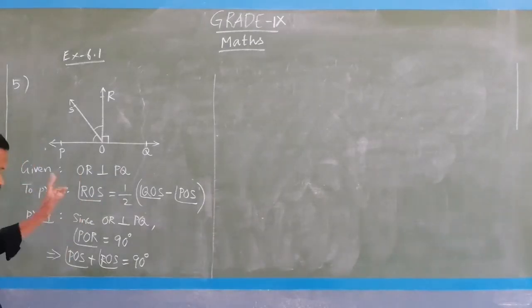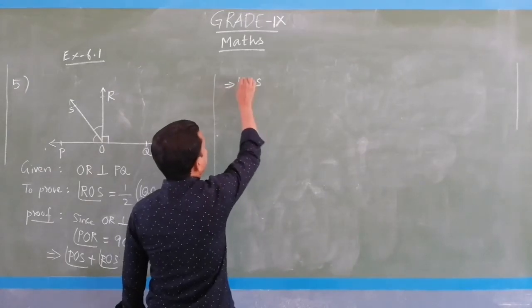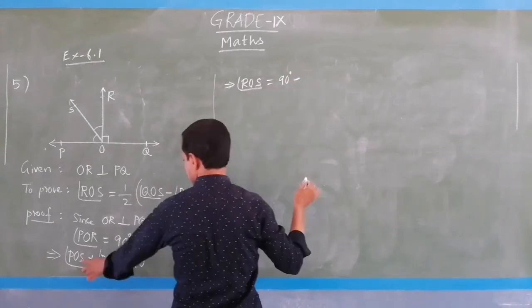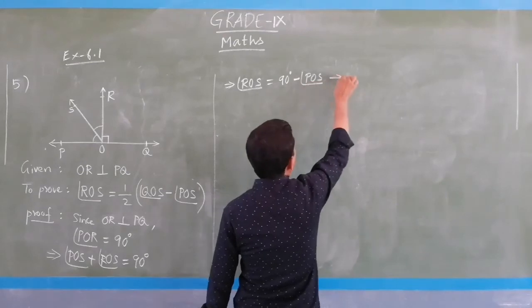So, keep it on the left. This implies ROS is equal to 90 degree minus POS. Let it be equation number 1.